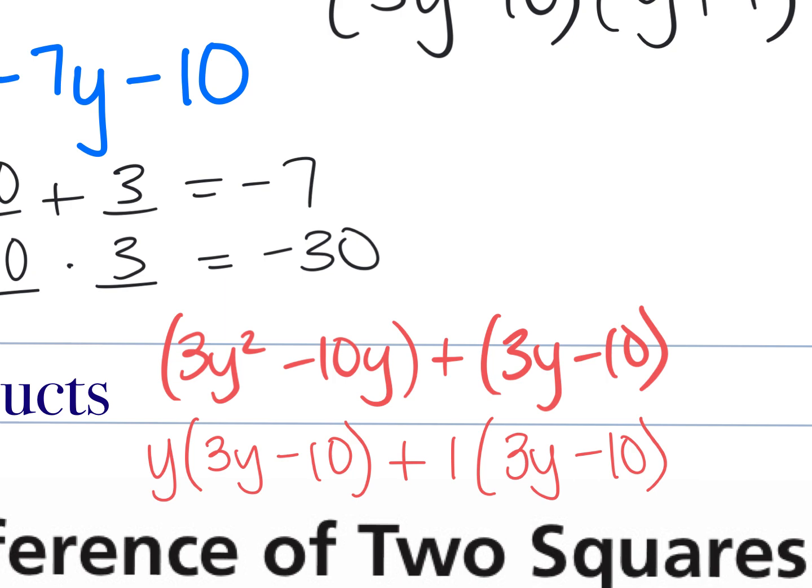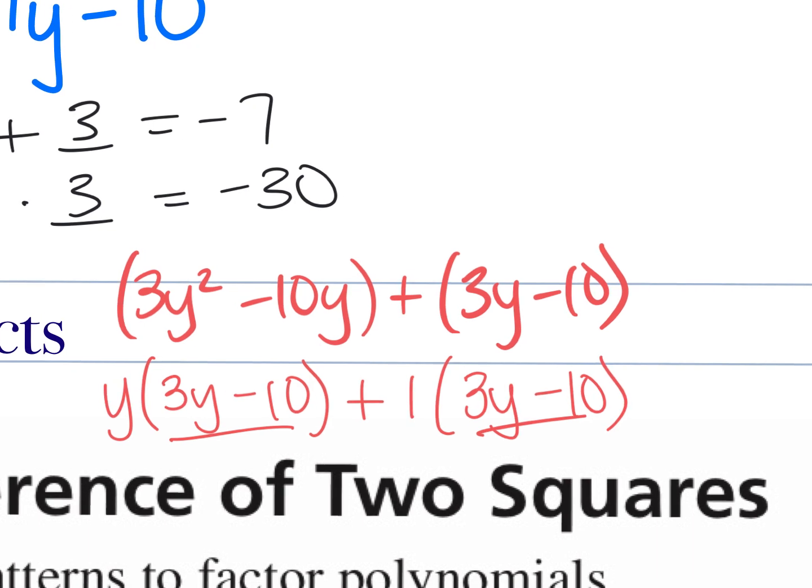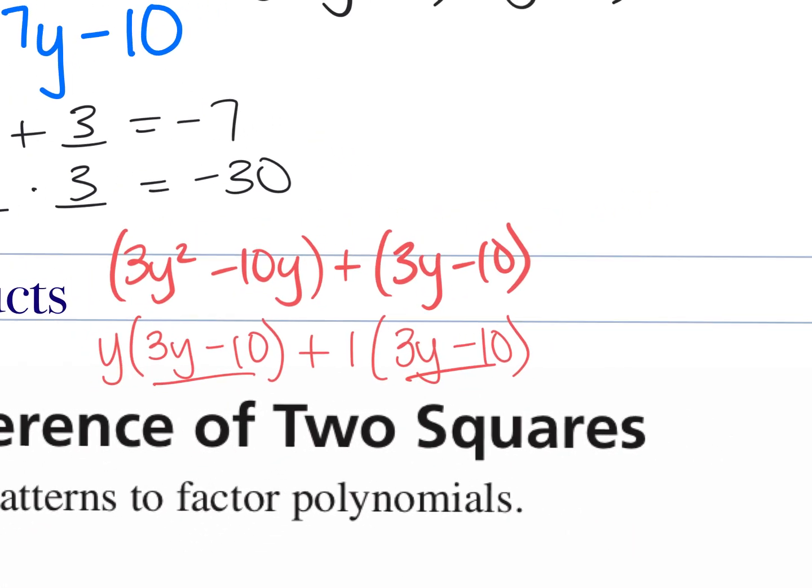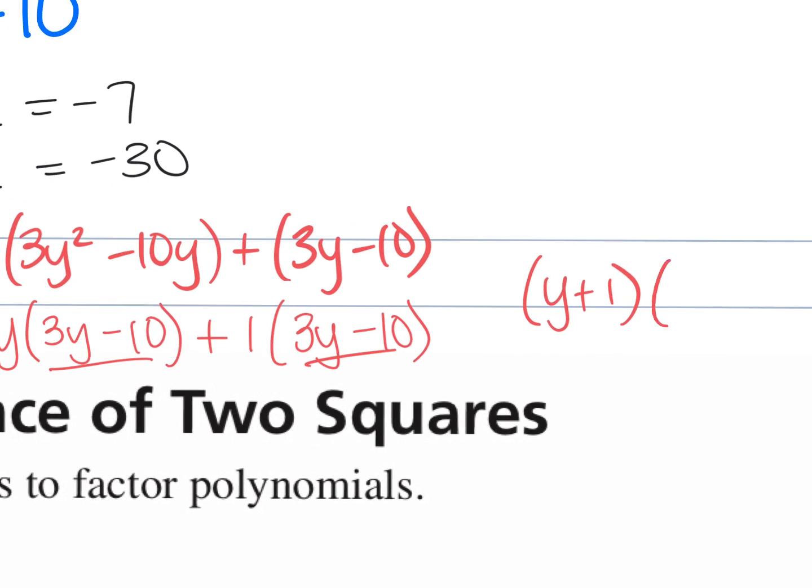I'm so happy, okay? I'm glad that you're happy too, because that means that you understand these problems. If those two match, what do I do next? And then you get the y plus 1. Parentheses, no plus this time. 3y minus 10. Guys, give it up for Segi. Awesome job.